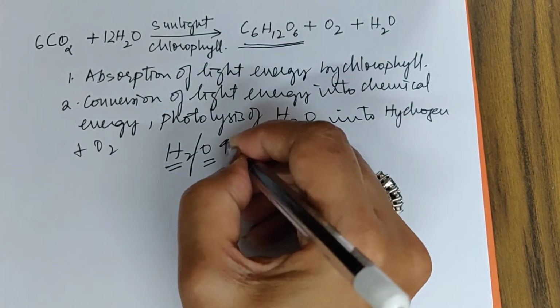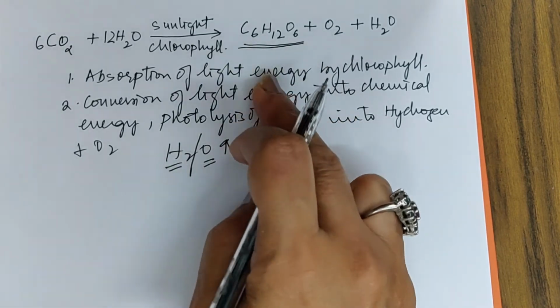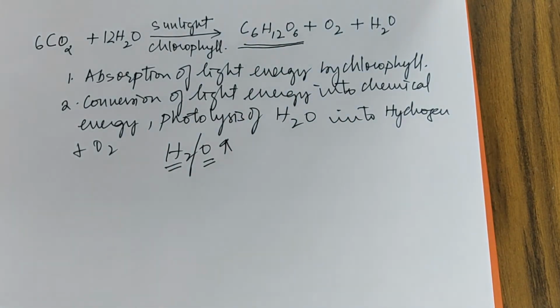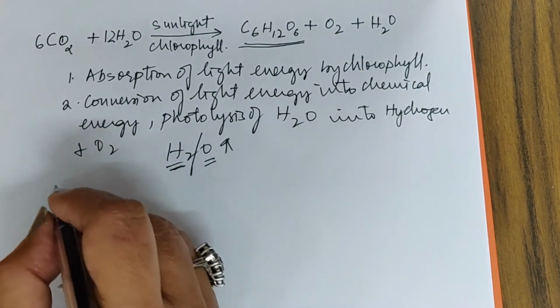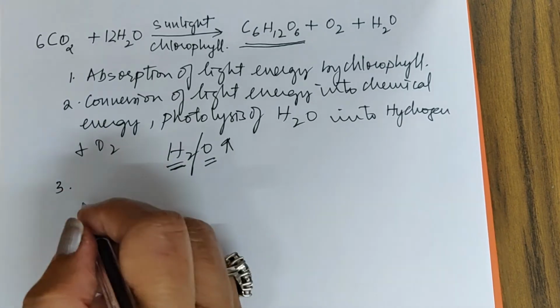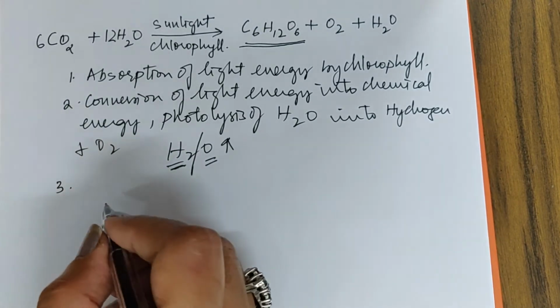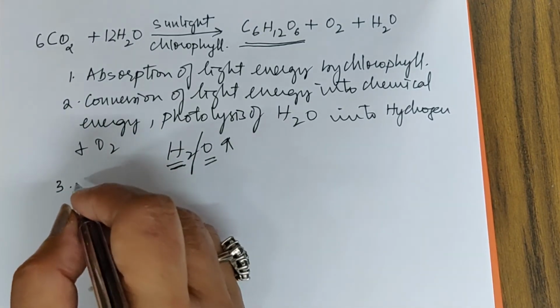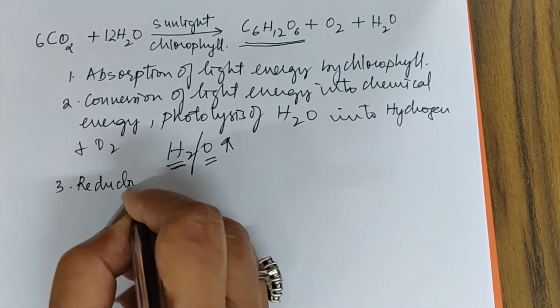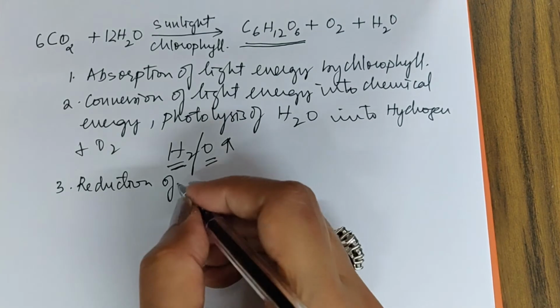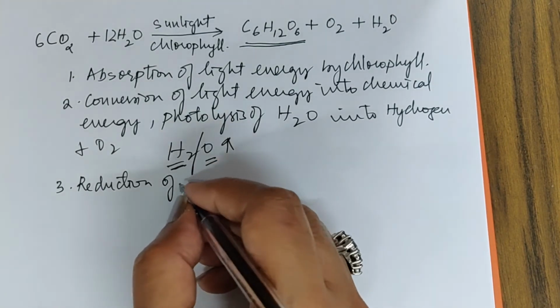This is the oxygen that is released through the stomata, and this is the oxygen that we breathe in. Then what happens to this hydrogen? This hydrogen is going to reduce the carbon dioxide into carbohydrates. So the third step is the reduction of carbon dioxide into carbohydrates.